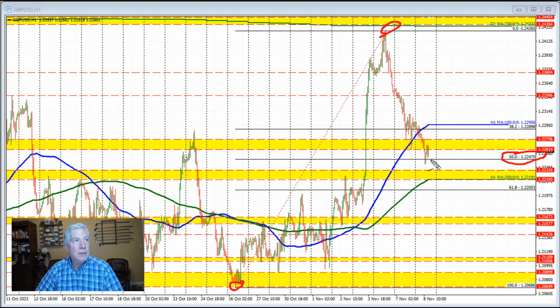So right now we are seeing the euro versus US dollar lower, the sterling versus US dollar lower, so the dollar is showing strength, and we're also seeing the dollar yen move higher. So the dollar is king today in those three major currency pairs.